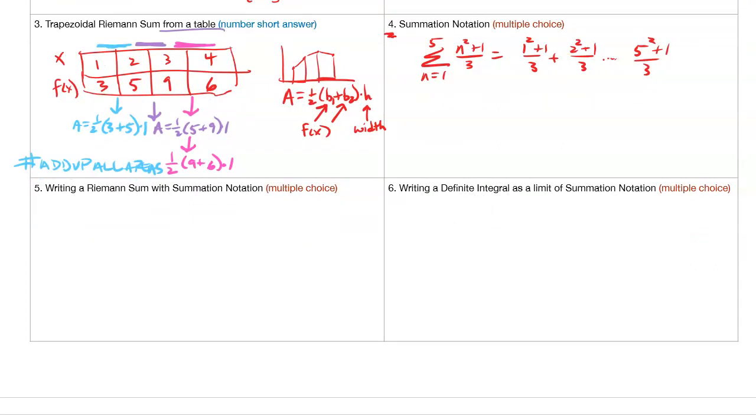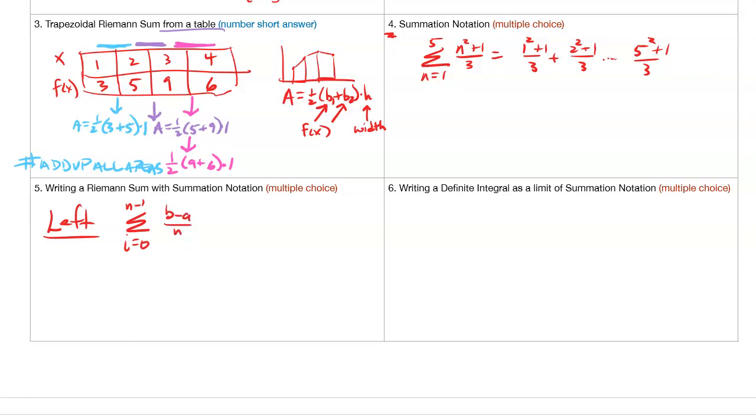Question 5, writing a Riemann sum with summation notation. I'm not even going to pretend to have these memorized. In your organizer, what I would do is write down the formulas. The left Riemann sum, written as summation notation, is the sum from 0 to n minus 1 of b minus a divided by n.